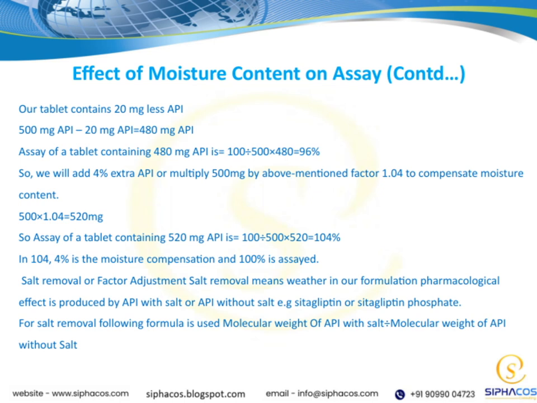Moving on, let's talk about salt removal or factor adjustment. Sometimes, the pharmacological effect is due to the API with salt, like sitagliptin phosphate, or without salt. To adjust for this, we use the molecular weight ratio of the API with salt to the API without salt. This helps us accurately determine the actual API content in our formulation, ensuring our measurements are precise and reliable.